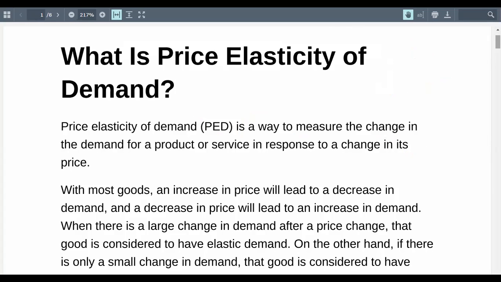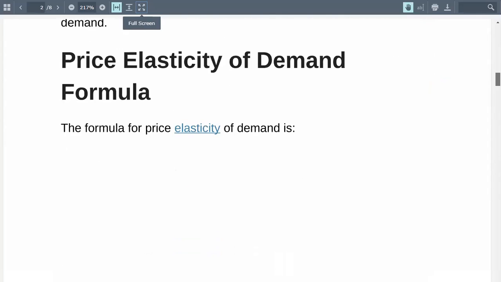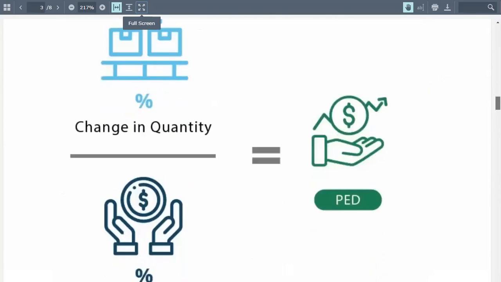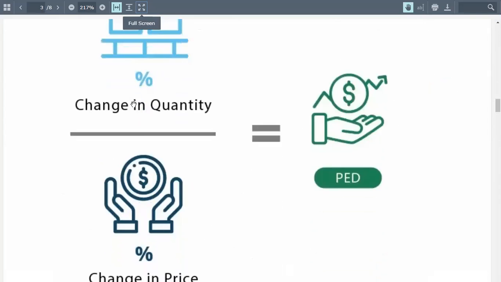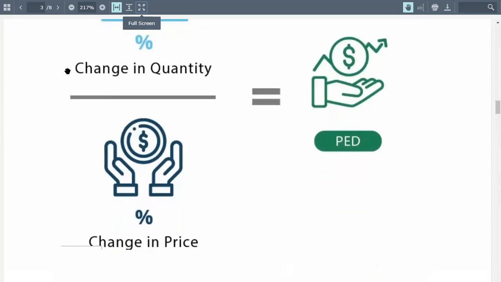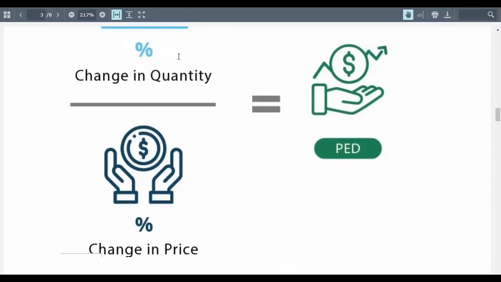We are going to be looking at the formula now, calculating PED. The basic formula is the percentage change in the quantity demanded. This change can be denoted by a triangle as well, so instead of the entire word change, we can write the triangle. So it is the percentage change in quantity demanded divided by the percentage change in price.